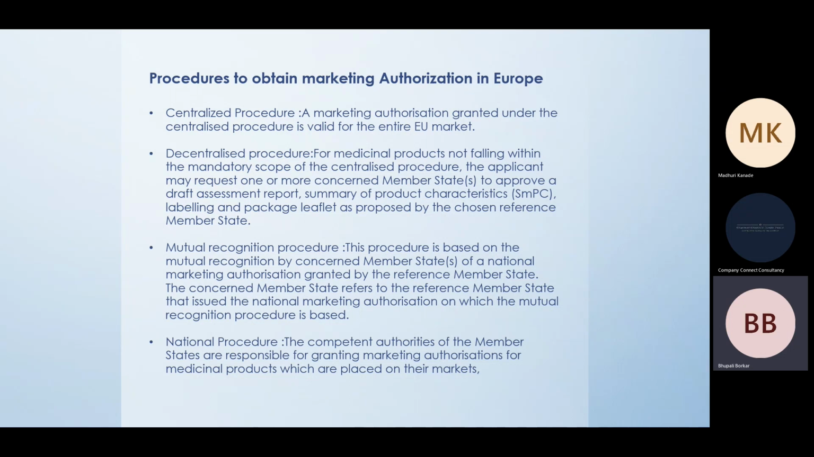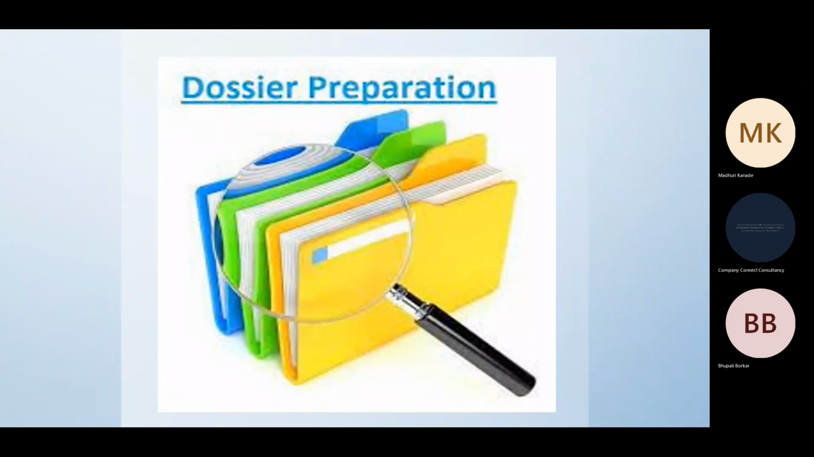MRP is like you already have national, you convert it into MRP and you sell your product. And last one is your decentralized. So these are the four procedures to market your product in Europe. Now, as we have understood what is RA, why RA is required, which are the routes through which you can market your product in Europe.